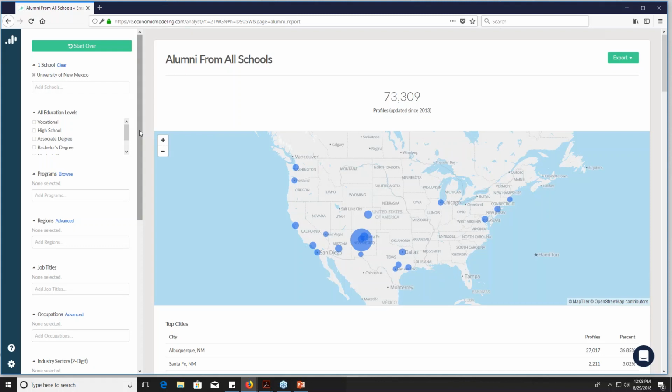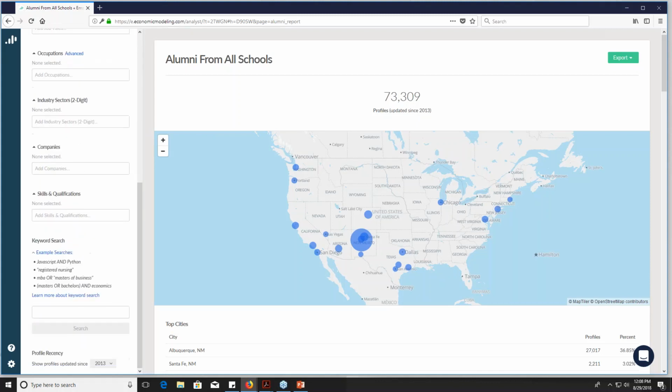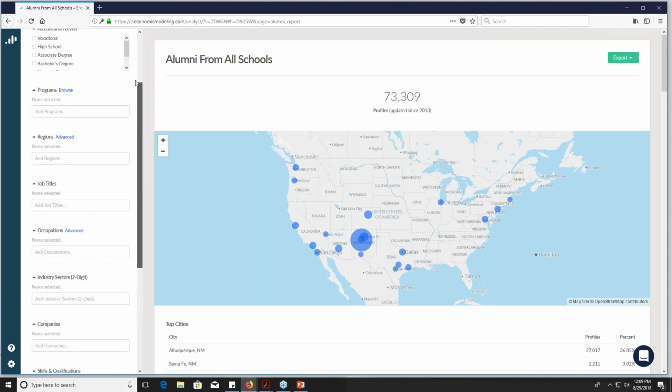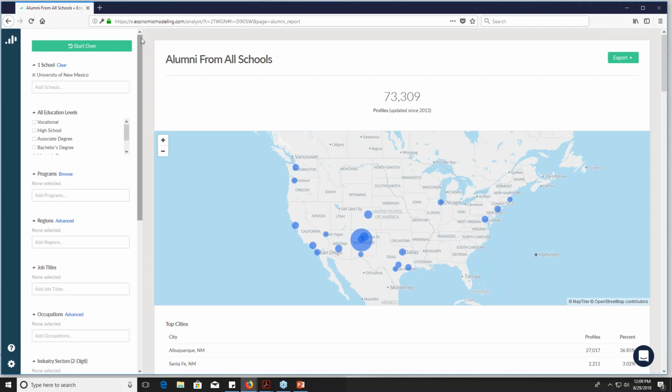73,309 alumni profiles. Now, one thing that I did do, and I want to point this out, is down here at the very bottom, I filtered to only show profiles from the last 5 years. We did that very strategically because we felt that was a little bit more relevant. This data is fun to play with because you can go all the way back to 2000. And these are profiles that have been updated since that date and that year. So I did a 5-year period just because I felt that gave me probably a little bit more updated information.